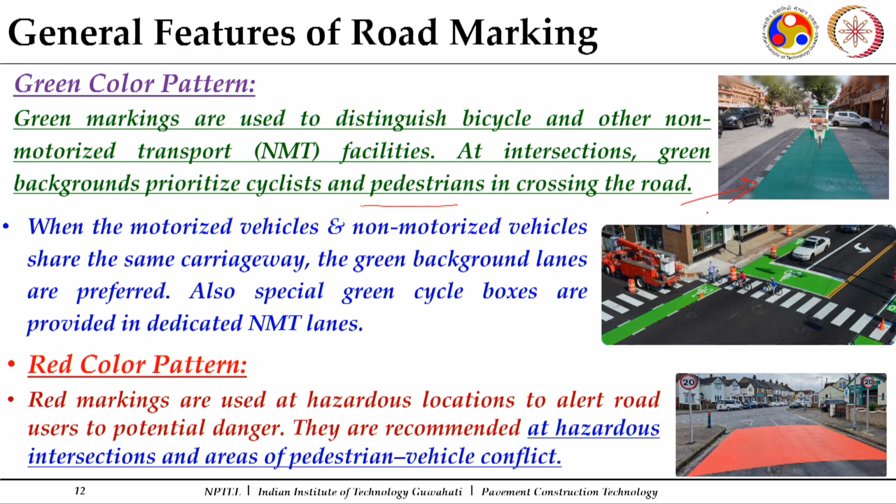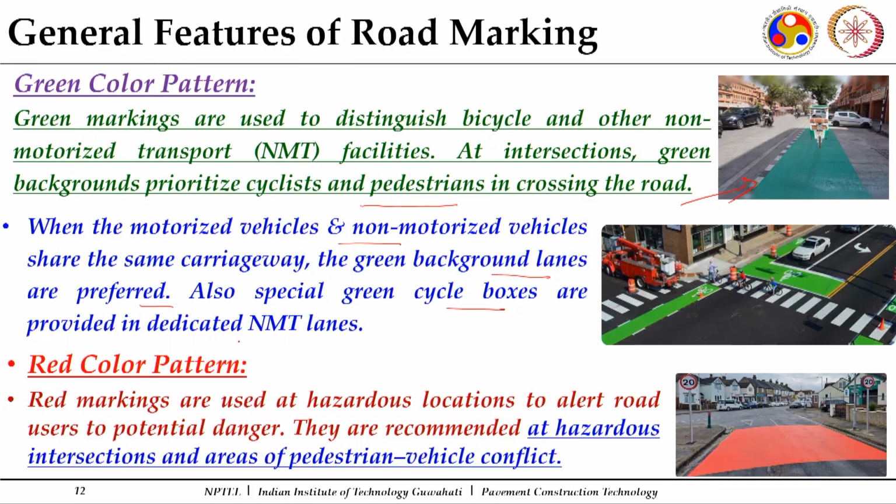You can see some pictures are shown where these green markings are there. So, they give priority to the cyclists and pedestrians. When motorized and non-motorized vehicles share the same carriageway, and this is a very common phenomenon, the green background lanes are preferred. In that case, it is a dedicated lane, where you have a good amount of share with the bicyclist. Also, green cycle boxes are provided in dedicated non-motorized lanes, because these are the boxes especially meant for your bicyclist.